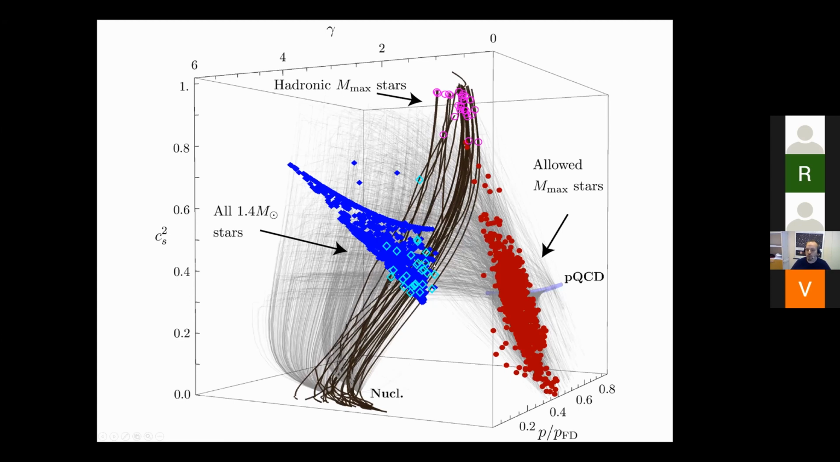It turns out that the 1.4 solar mass stars lie in this regime, which has a very nice overlap with the nuclear theory predictions, but then the maximal star centers lie somewhere much closer to the PQCD limit than to the centers of these purely nuclear matter stars.